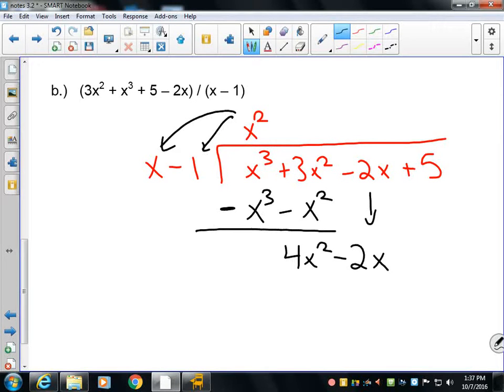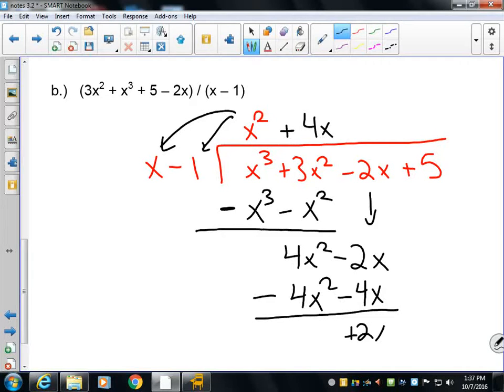Let me bring down a minus 2x. What times x will give us 4x squared? So plus 4x, and we distribute again. 4x times x is 4x squared. 4x times negative 1 is negative 4x. We subtract, we get minus 2x minus a minus, so plus 4x, so plus 2x, and we bring down the 5. What times x will give us 2x? Plus 2, and we get 2x minus 2.